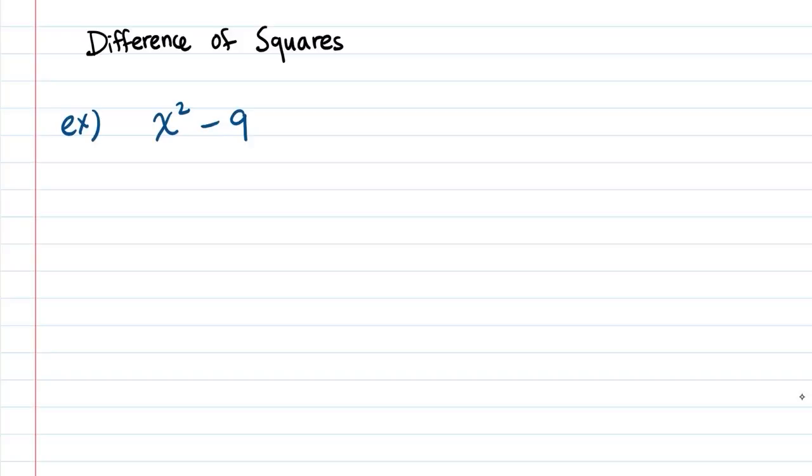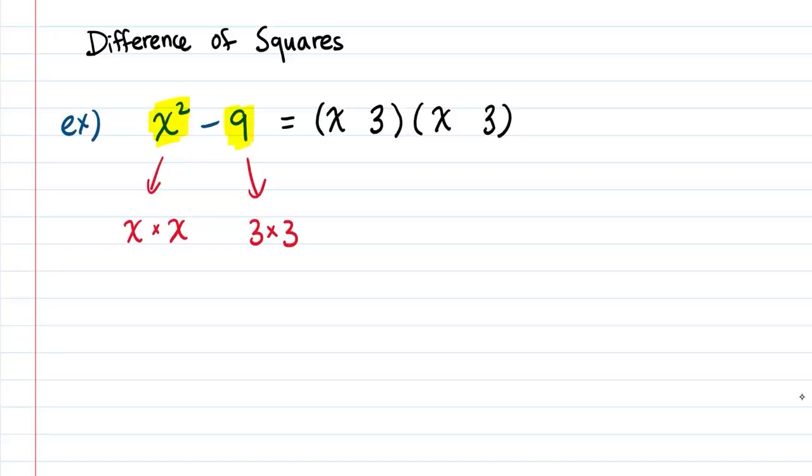You have to recognize that each term in this expression is in squared form. This one is a square term because it's x times x, a product of the same factor. The second one is also a square, which is 3 times 3. So what we're going to write as the factored form is, we use each factor from each term: x, 3, x, and 3.